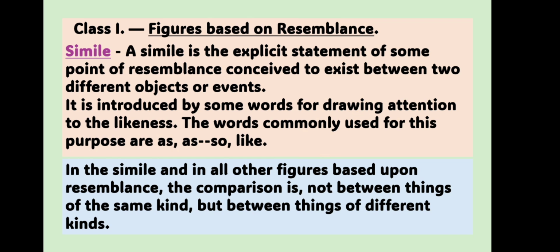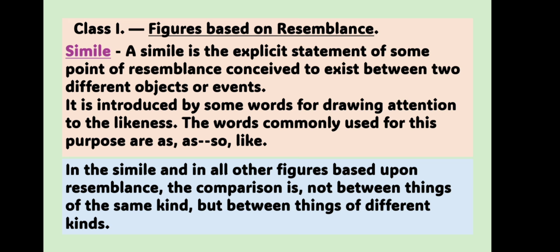Number 1. Simile. A simile is the clear statement of some point of resemblance imagined or thought of to exist between two different objects or events. It is introduced by some words for drawing attention to the likeness. The words commonly used for this purpose are as, so, or like.